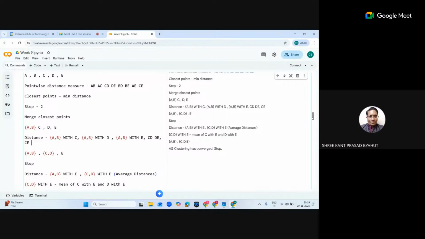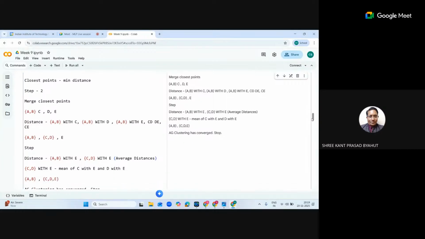And in case the first cluster is ABC and the second one is CD, then how will the averaging be done for the distance between ABC and CD? No, then we will not merge anymore, right?